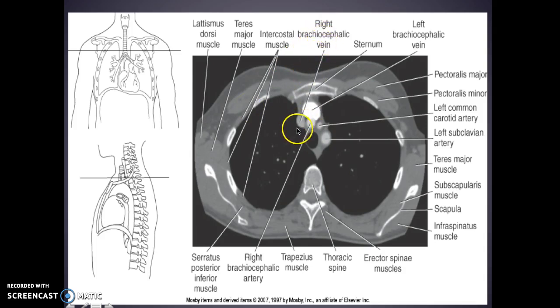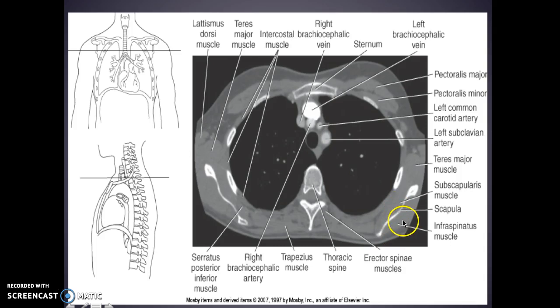So when we're looking here, we're going to start right here. So this is your right brachiocephalic vein with your right brachiocephalic artery with your left common carotid and your left subclavian artery. So your sternum is here. This is your pectoralis major, your pectoralis minor, and your teres minor or major muscle with your subscapularis. So here's your scapula. So subscapularis is the muscle that runs just underneath it.